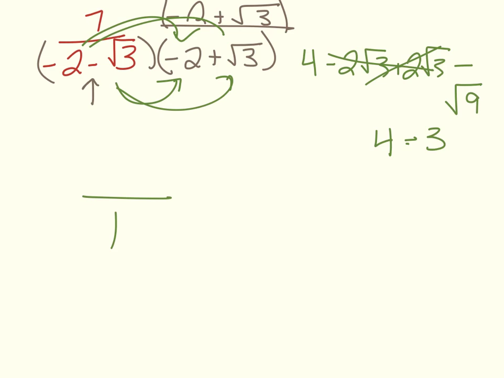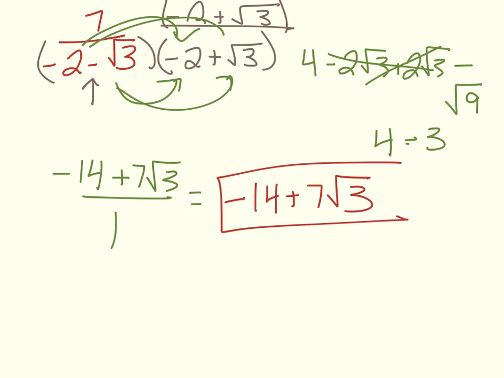So then when I distribute the top, I get 7 times negative 2, which is negative 14, plus 7 rad 3. And since we don't need the 1 on the bottom, I get negative 14 plus 7 rad 3 as my final answer.